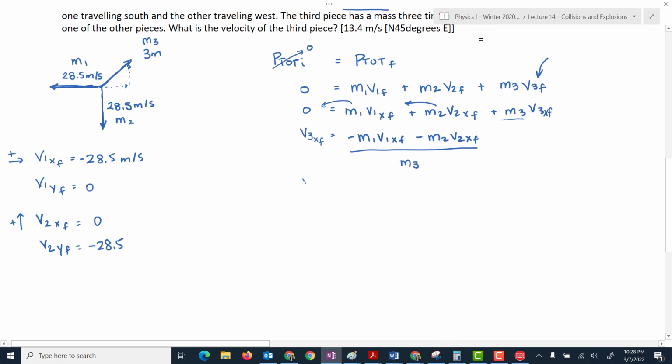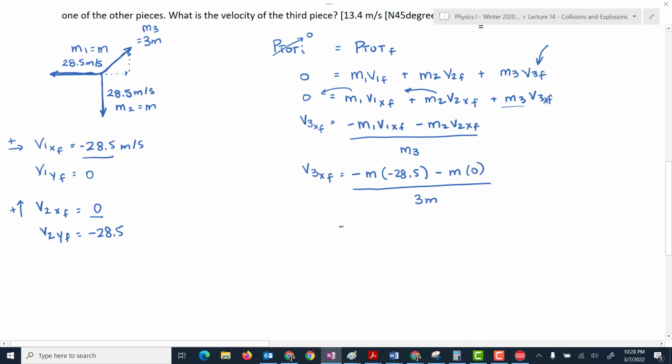All right, so let's calculate that now. v3x final is equal to negative m1. So my m1 and my m2 are the same mass, so I'm going to just say they're both just m. And my m3 is 3 times the mass, so it's 3m. So I'm going to just put in an m, v1x, which is this value, negative 28.5, minus m2, which is just m, the same mass as m1. v2x is this value, 0, over m3, which is 3 times the mass, so 3m.